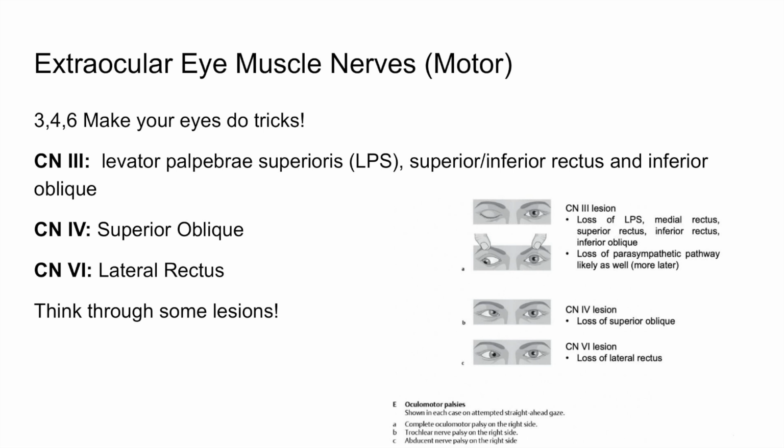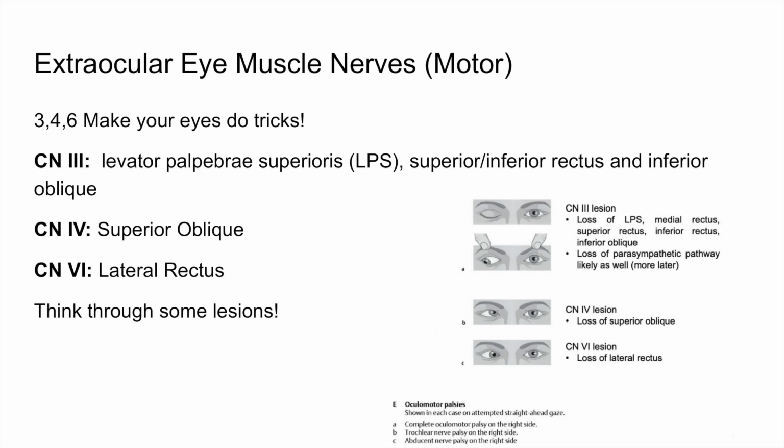All right, and then speaking of those lesions, this is a slide dedicated to those lesions. So at a baseline level, you need to anchor yourself to a rule. Cranial nerves 3, 4, 6 are the motor supply to your eye, right? 3, 4, 6 make your eyes do tricks. We've said it last video, I'm going to say it again. Cranial nerve 3 does most of the work. It does everything except for superior oblique and lateral rectus, which are supplied by cranial nerve 4 and 6, respectively.